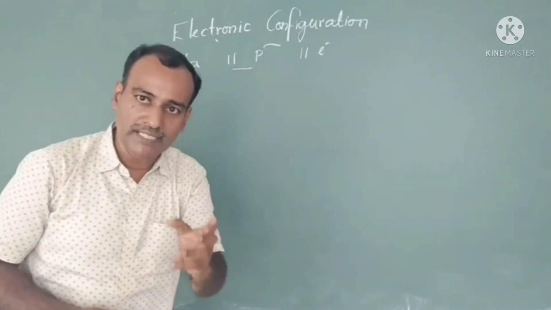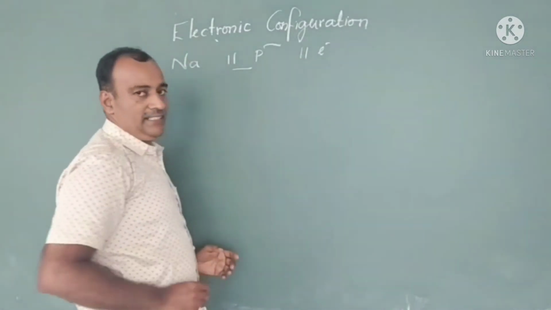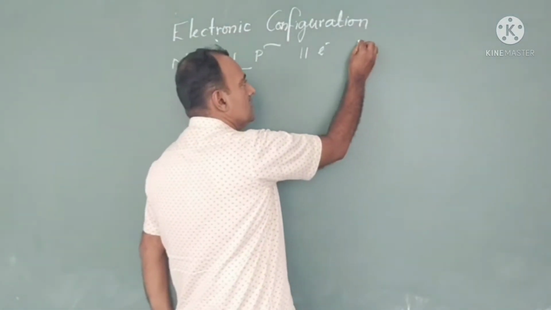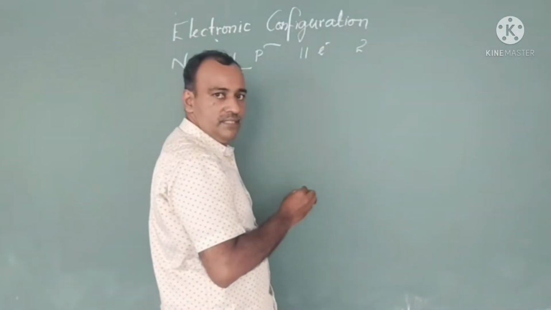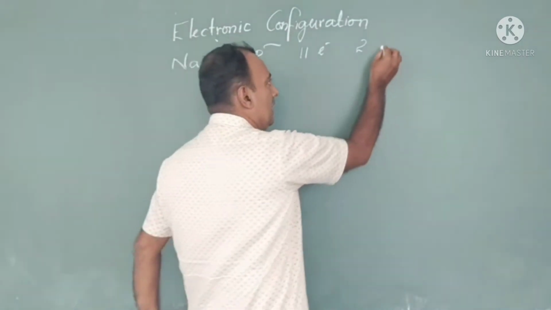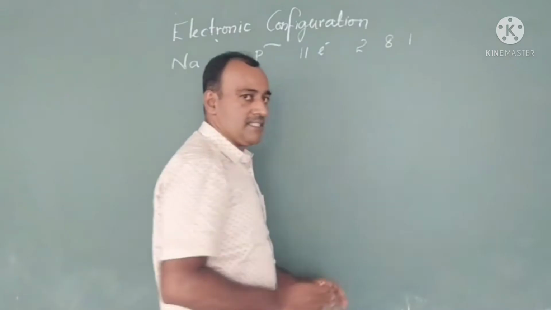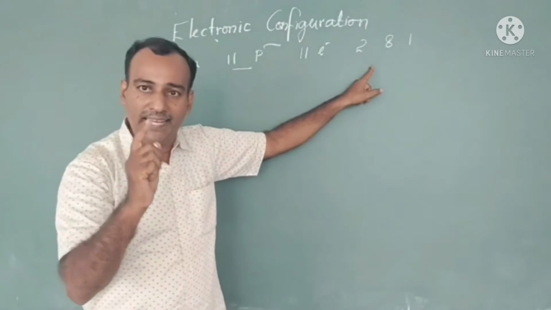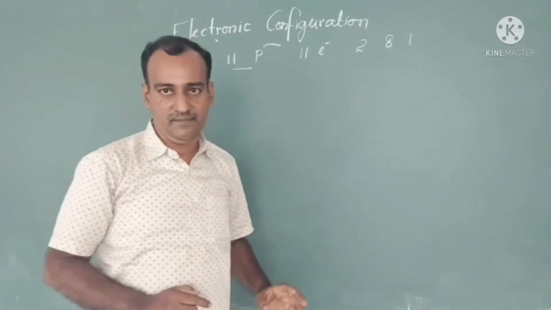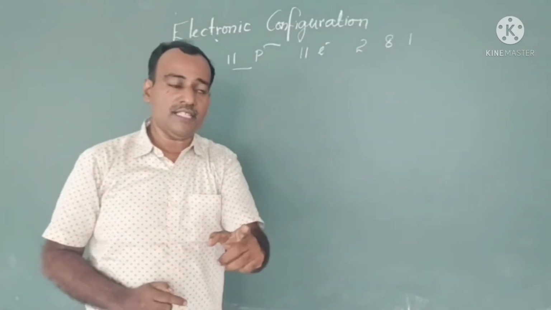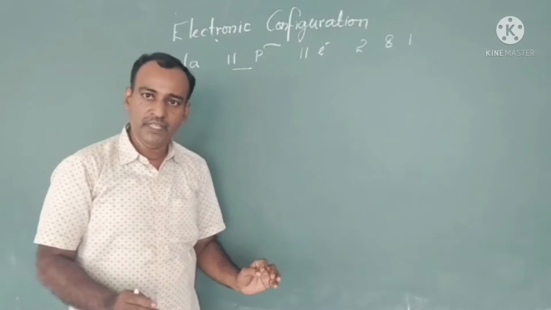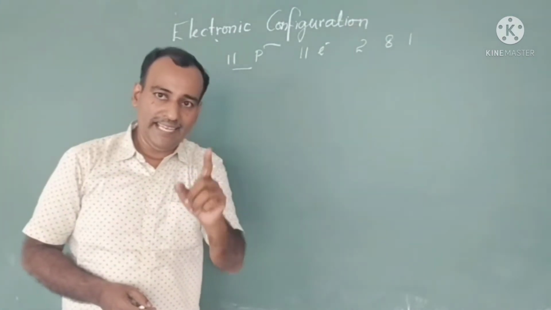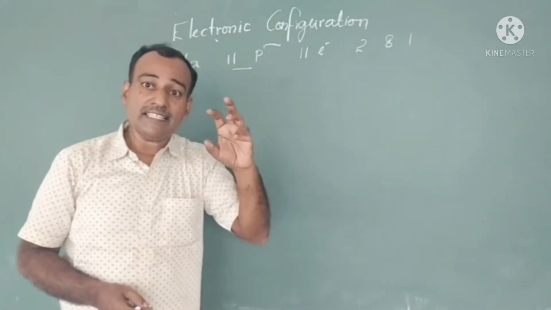You may have studied in your lower class that these 11 electrons are distributed in such a manner that the first shell contains 2 electrons, the second shell contains 8 electrons, and the last shell, the third shell, contains 1 electron. This is the distribution of electrons in different shells. But now we are going to study electronic configuration, which means distribution of electrons in different subshells.